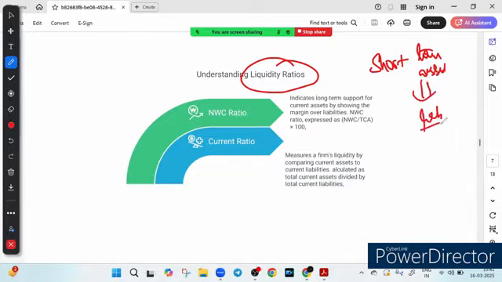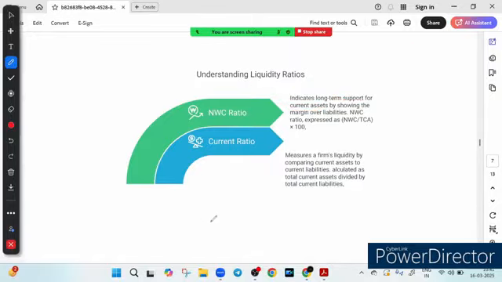So friends, let's see two key ratios. The first ratio is called the NWC ratio, net working capital ratio. It measures long-term support for current assets. It shows the margin over liability to assess financial strength, and the formula is quite simple: net working capital upon total current asset multiplied by 100.